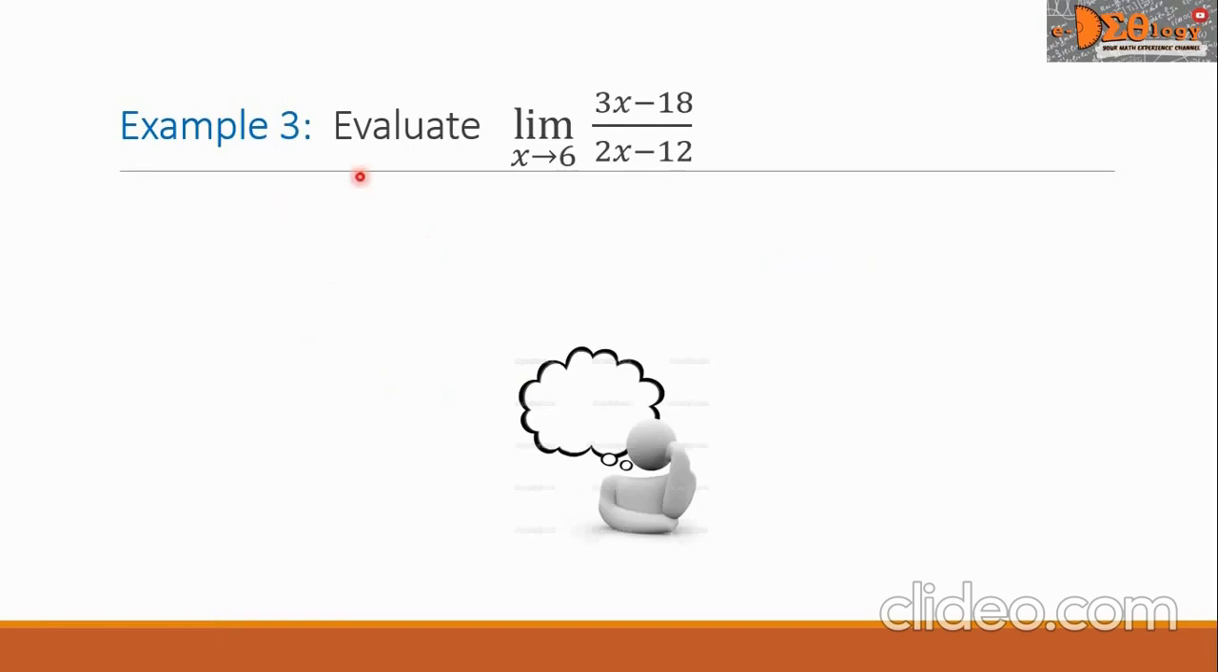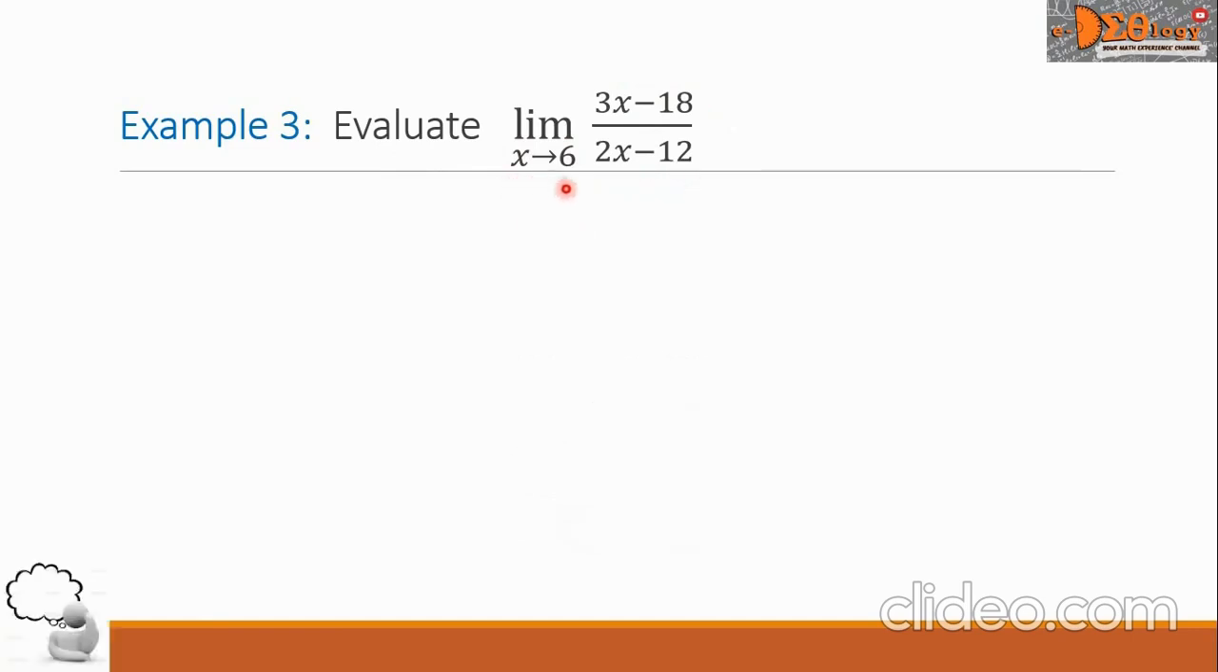Example 3. Evaluate the limit of the function 3x minus 18 all over 2x minus 12 as x approaches 6. Let us copy this problem down here, and please take note that when we substitute 6 to the x in this function, the answer will give us 0 over 0. And that is again an indeterminate form.